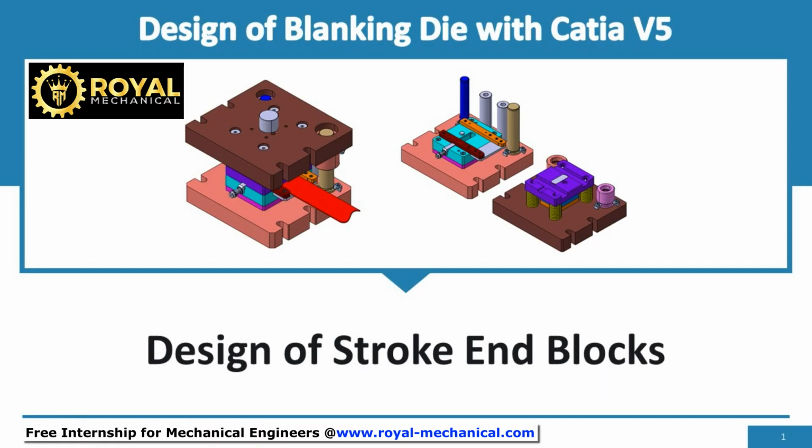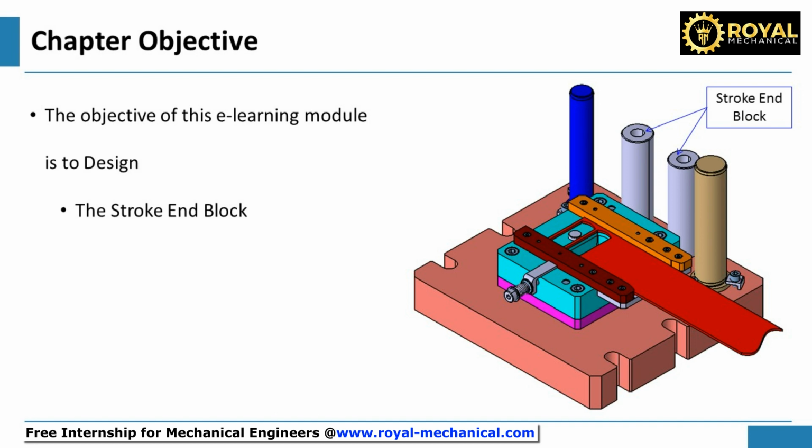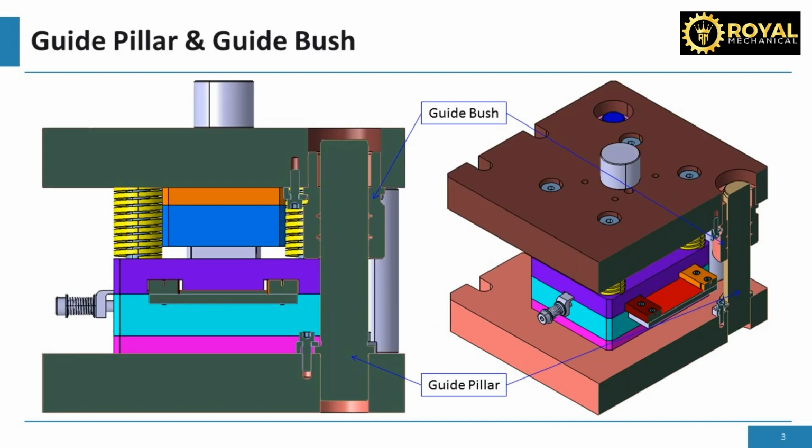Welcome. In this e-learning module, I shall demonstrate and make you understand how to design the stroke end blocks in Catia V5. Up until now, we have almost designed the press tool, including the guide pillar and the guide bush. Once the parts of the press tool are manufactured, all the die assembly parts are assembled to make the die assembly. All the punch assembly parts are assembled to make the punch assembly. Then the punch assembly is inserted into the die assembly. The guide bushes on the punch assembly are inserted into the guide pillars on the die assembly.